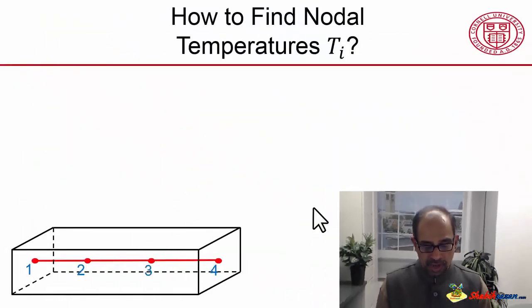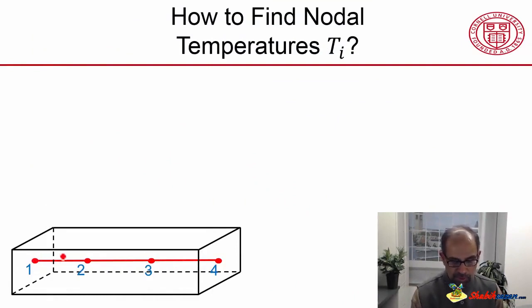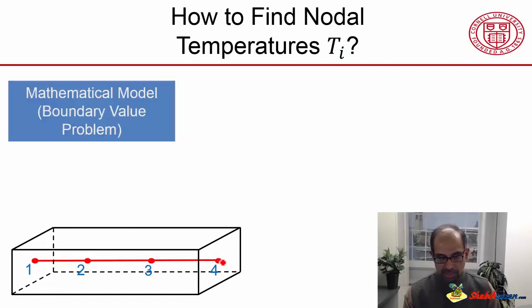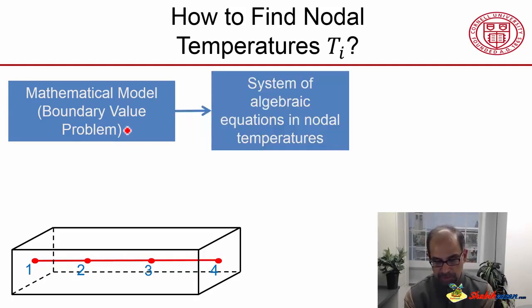How to find the nodal temperatures. In our case, we have 4 nodal temperatures to find, and we have our mathematical model, that is the boundary value problem. And so we'll go from the boundary value problem, that's differential equations plus boundary conditions, to a system of algebraic equations in the nodal temperatures. So you're going from differential equations to a system of algebraic equations.